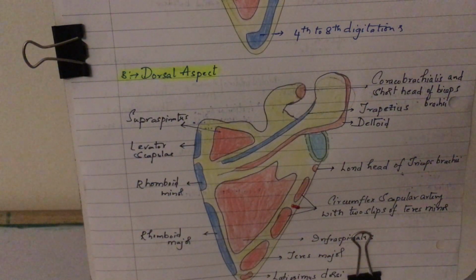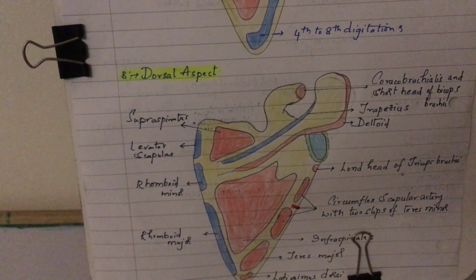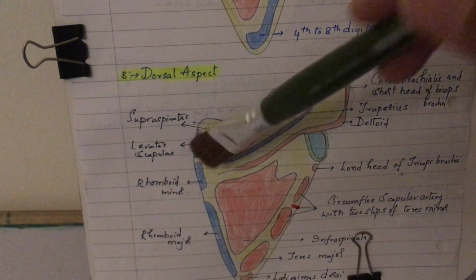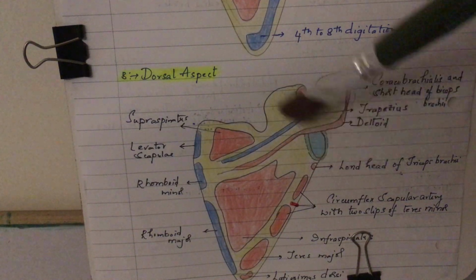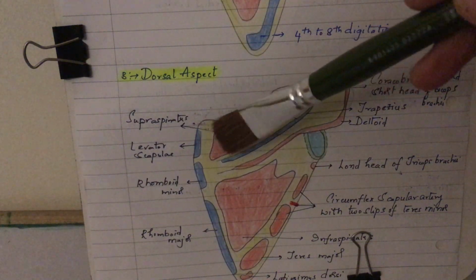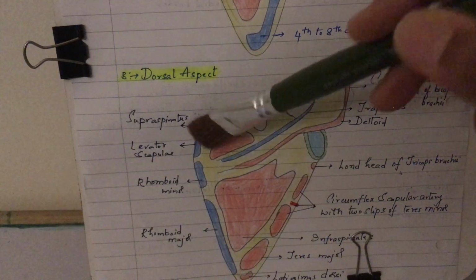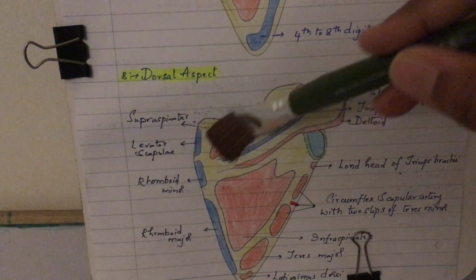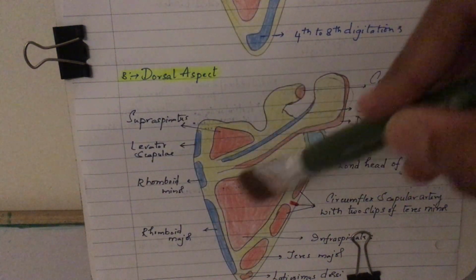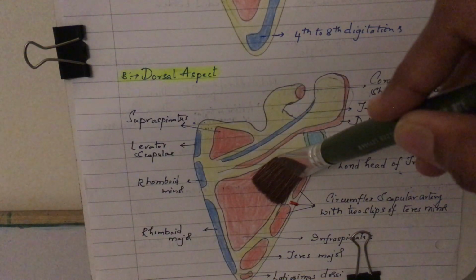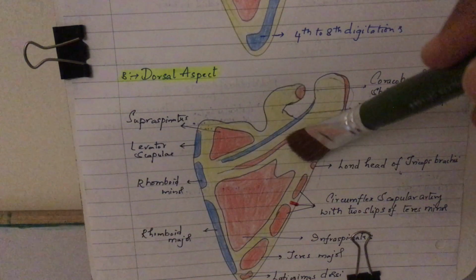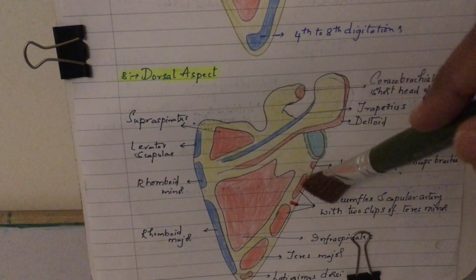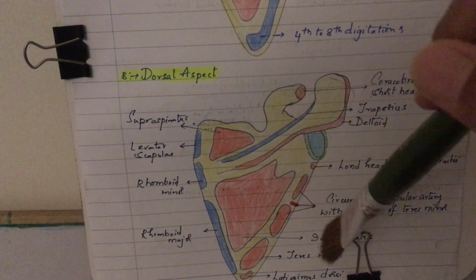On the dorsal aspect, we have the spinous process which divides the dorsal surface into supraspinous and infraspinous fossae. As usual, we have the supraspinatus muscle. It arises from the medial 2/3 of the supraspinous fossa, including the upper surface of the spine. And infraspinatus arises from the medial 2/3 of the infraspinous fossa, including the lower surface of the spine. Very good.